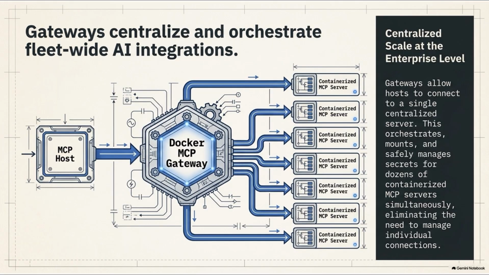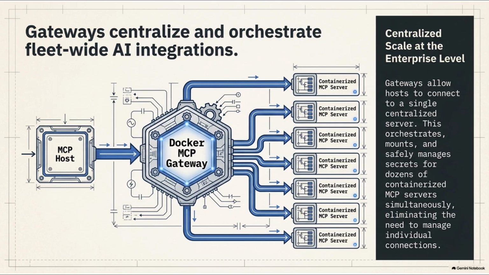As organizations begin deploying dozens of different AI agents and tools, managing individual connections on every developer's machine quickly becomes unmanageable. This is where gateways enter the picture. A centralized gateway, such as a Docker MCP gateway, acts as a single orchestrator for fleet-wide AI integrations. Instead of configuring dozens of individual server connections inside a local config file, the AI host connects to one centralized gateway. The gateway then orchestrates, mounts, and safely manages secrets for dozens of containerized MCP servers simultaneously.